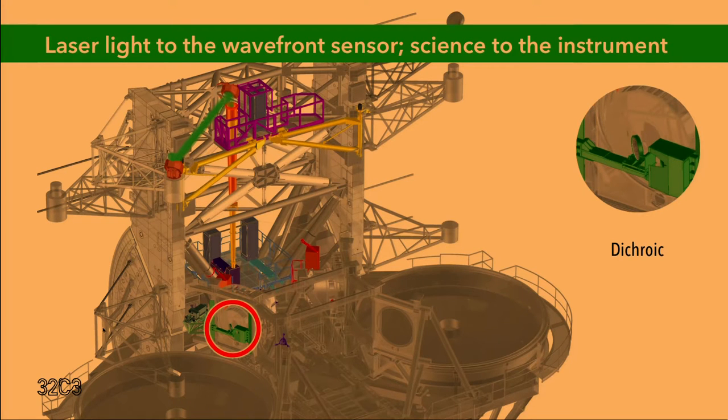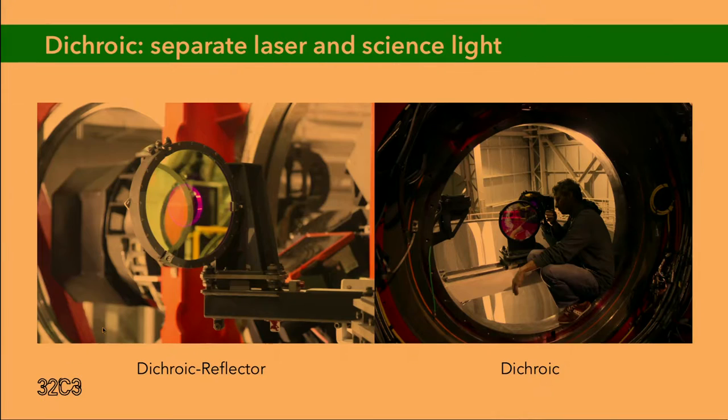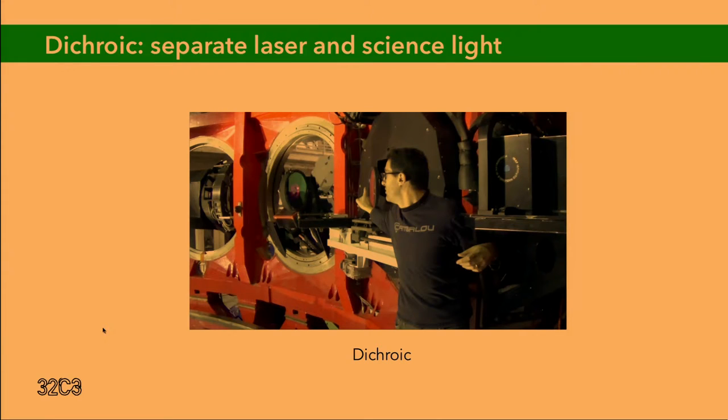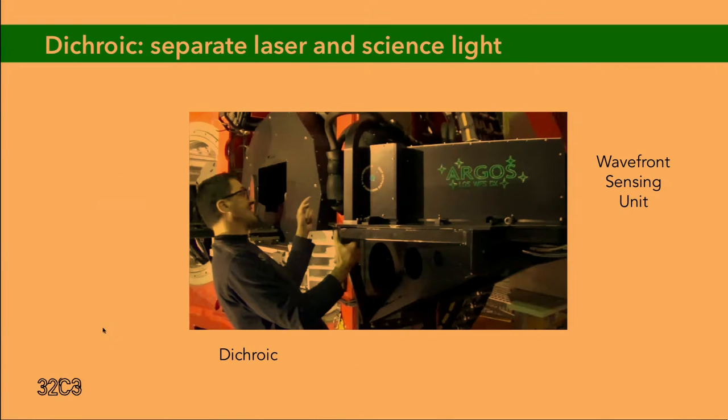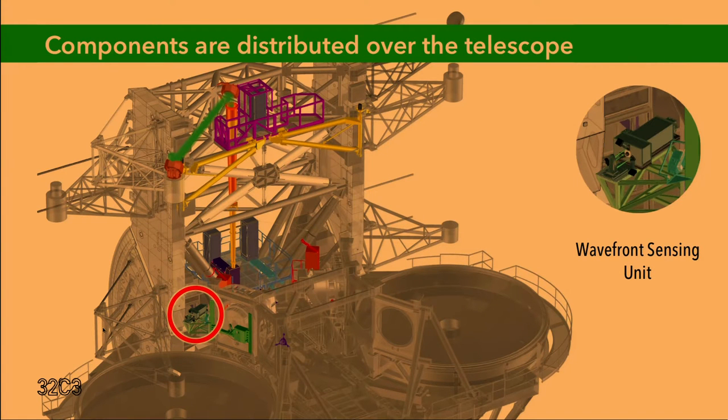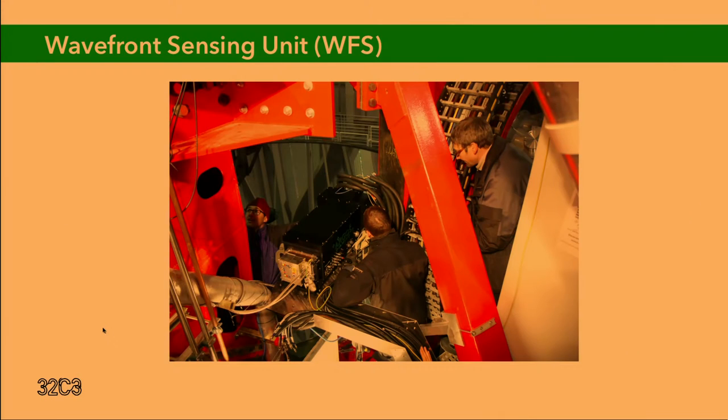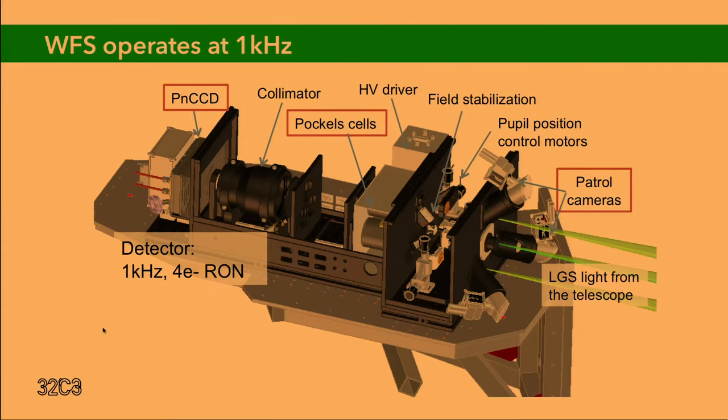We have the dichroic when the light comes back down, as said, which separates the science light in red and the laser light in green. This is how it looks like. Actually, the dichroic is right in front of Sebastian there. And from there, it gets reflected on a reflector and then up into the wavefront sensing unit. So there is the dichroic, there is the reflector, and then it goes over into this unit, which is the wavefront sensing unit, which sits there at the side. That's how it looks when it gets installed. And that's how it looks inside.